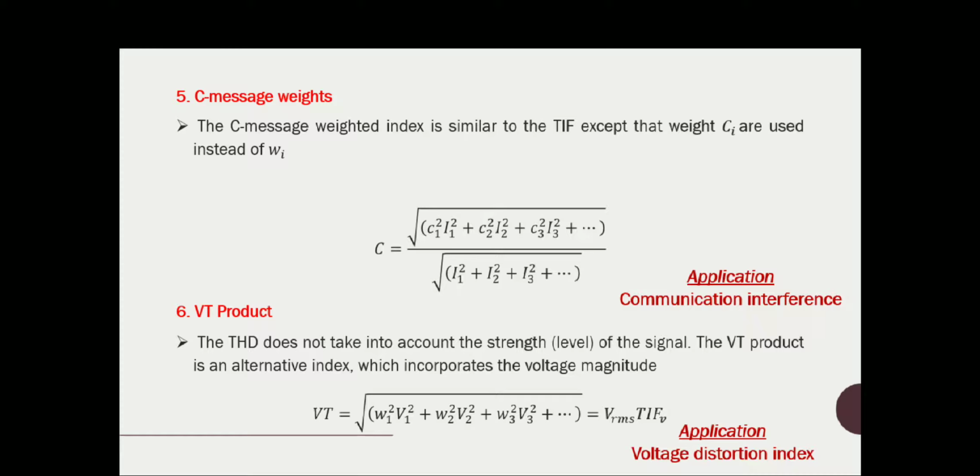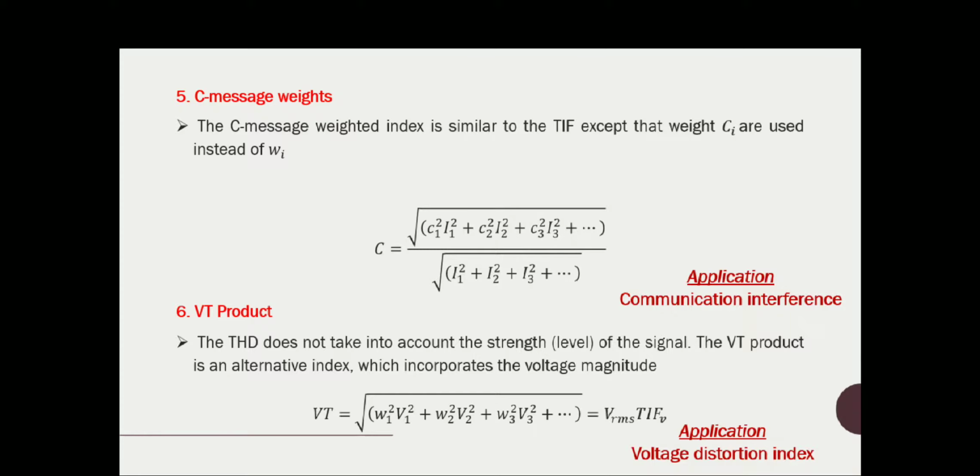Then another harmonic index is VT product. That is simply we are multiplying the RMS value of the voltage into telephonic influence factor. That is why it is VT product. Main application is to find out the voltage distortion. So it is an indication of voltage distortion, as like THD, it is an indication for voltage distortion.